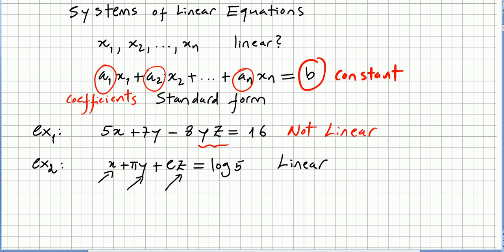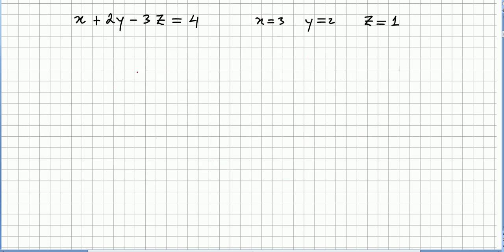This video is still on the chapter of systems of linear equations, and we have been working on this standard form and checking what kind of equations are linear and not linear. So now I have an equation here in the standard form: x plus 2y minus 3z equal 4.